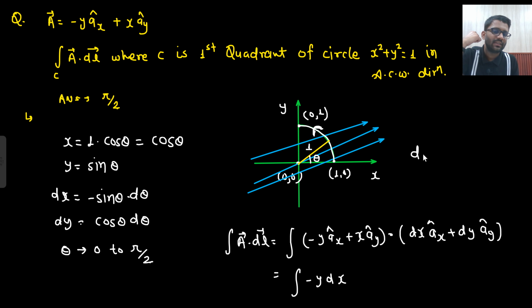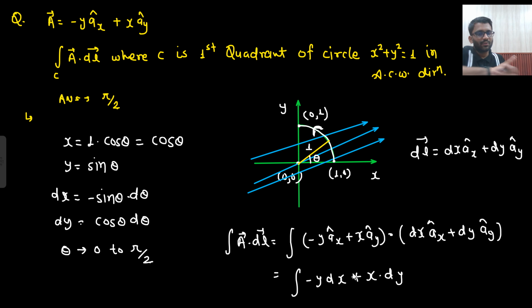Why is my dl dx ax plus dy ay? Why is that? Because here both are changing, x and y both are changing. So what you are getting is y dx plus x dy.